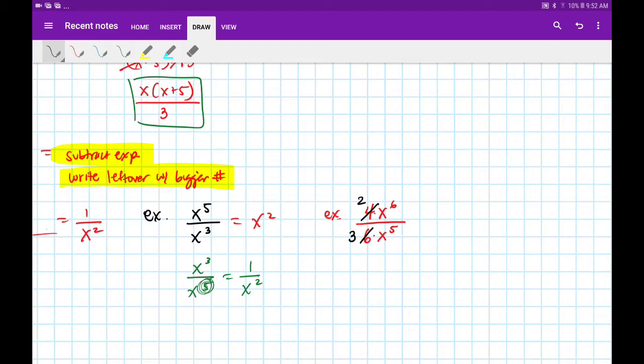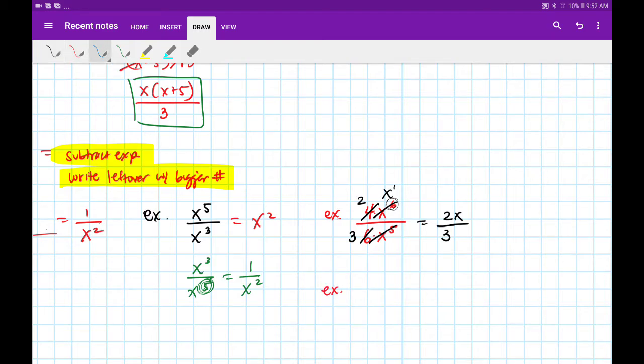Okay, so 4 over 6 becomes 2/3, and then these 5 x's will disappear, and I'll be left with just 1 x on top, because 6 minus 5 is 1, and I'll rewrite x to the 1 where the bigger number was in the top. So that's 2/3 and x on top.